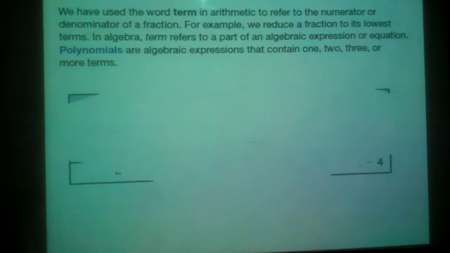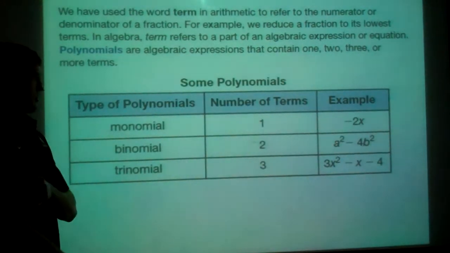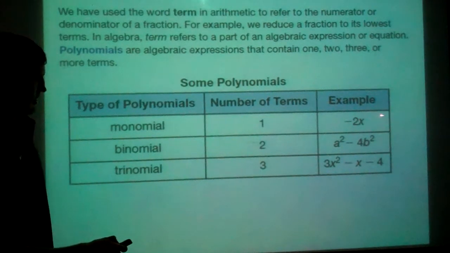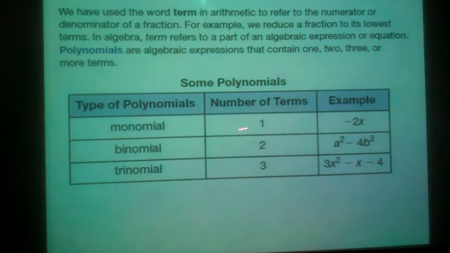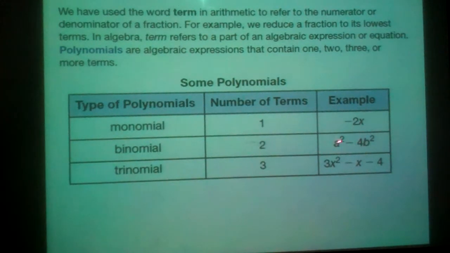And here are some examples. The examples are on this side here. It could be as simple as negative 2x. That would be one term. That is called a monomial, because there's only one. Mono means one. The second example has two terms. a squared is one term, minus 4b squared is another term. That has two terms, binomial.